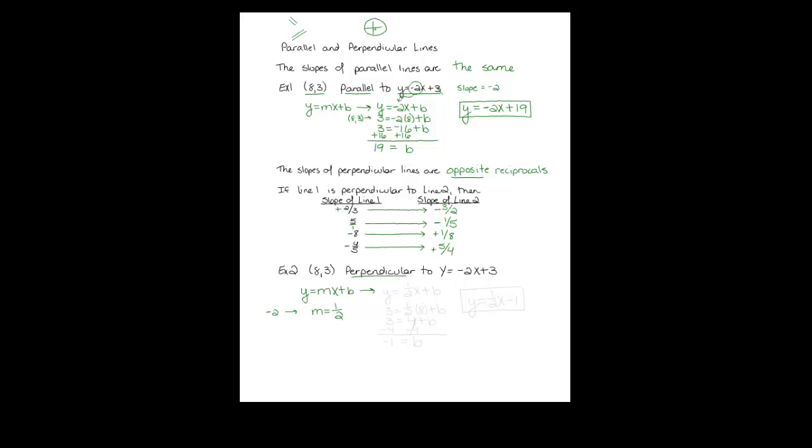So now, plugging that in, y equals 1/2 x plus b. All that is left to do is figure out b. Replacing y with 3 and x with 8, we can solve for b. 3 equals 1/2 times 8, which is 4, plus b. Subtracting 4, 3 minus 4 is negative 1, equals b. Putting it together, y equals 1/2 x minus 1.